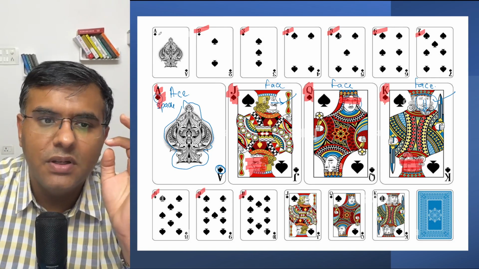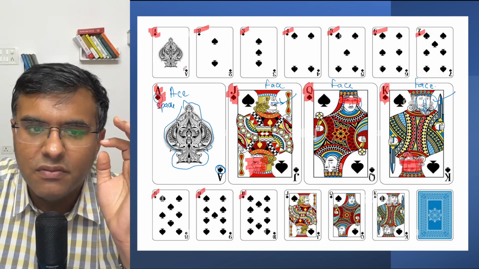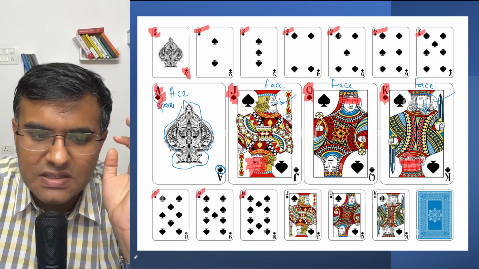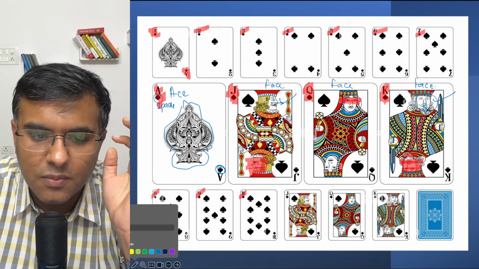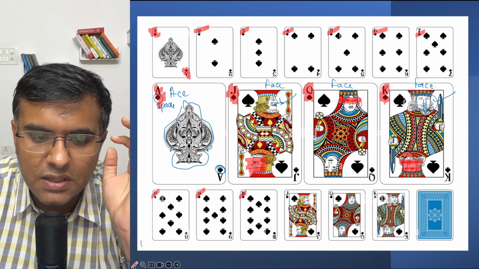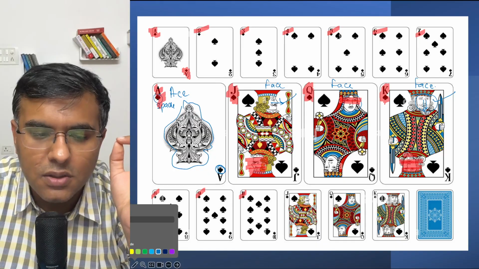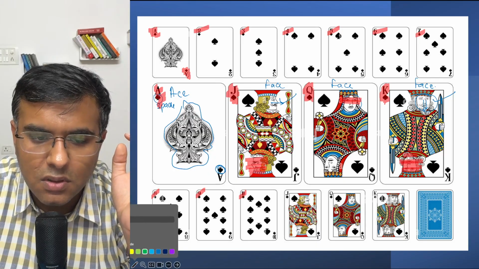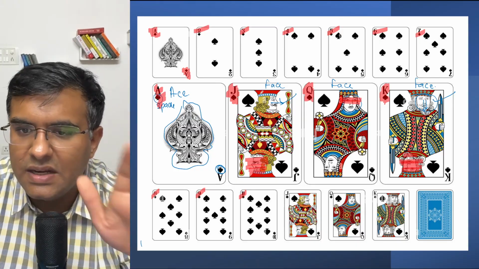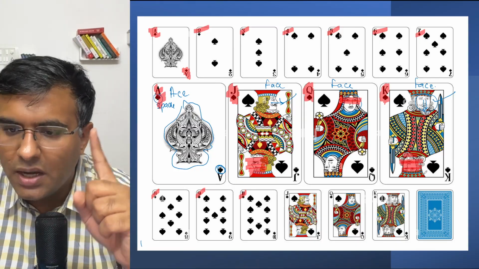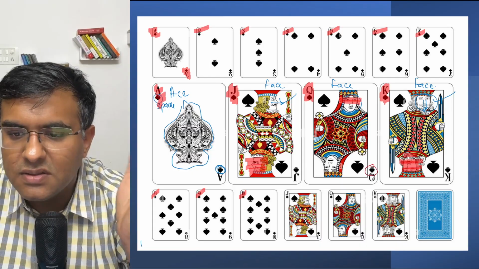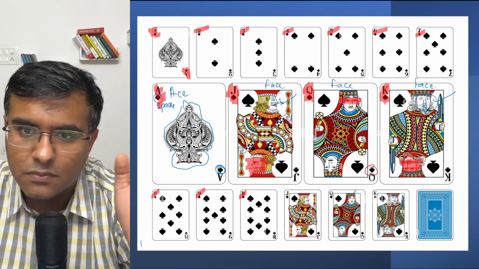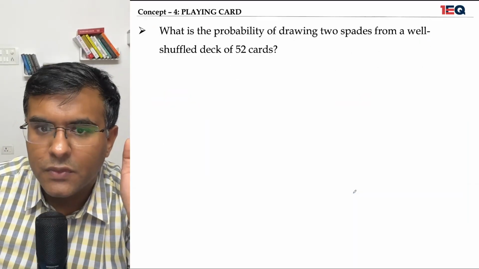Then we have the ace. This basically constitutes one suit. This entire thing is one suit. And what is it the suit of? It is the suit of spades. Okay, simple. Moving ahead.